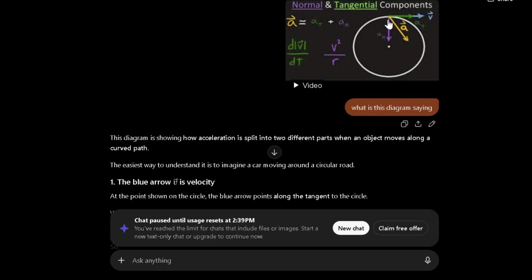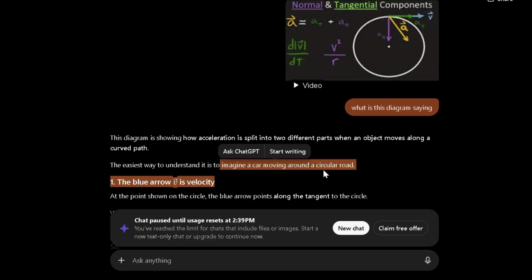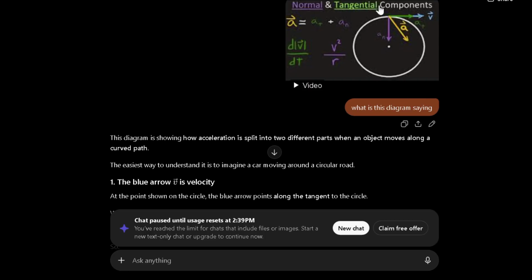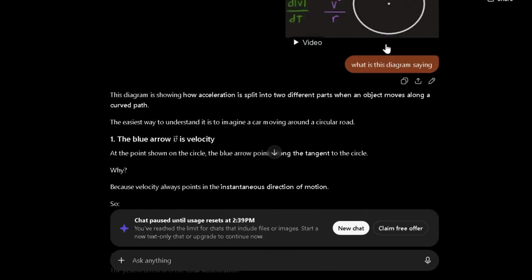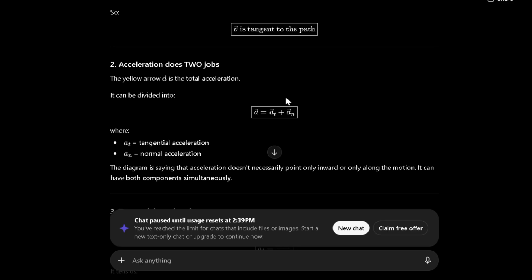Here An is represented in a circular path. If you take a circular path, a circular road, imagine a car is moving on a circular road. Like this is a circular road. The car is moving. The tangential takes the instantaneous direction of motion, it is V bar. Then An takes the normal acceleration.